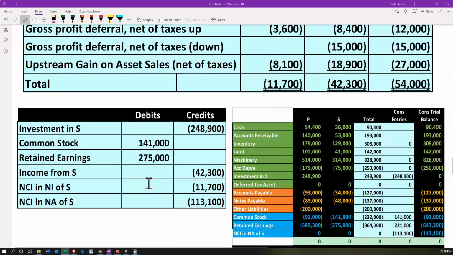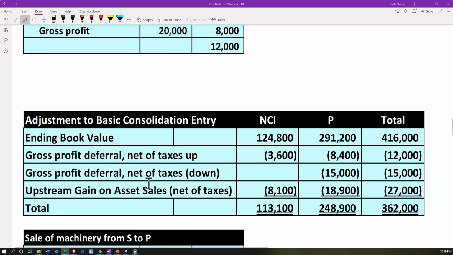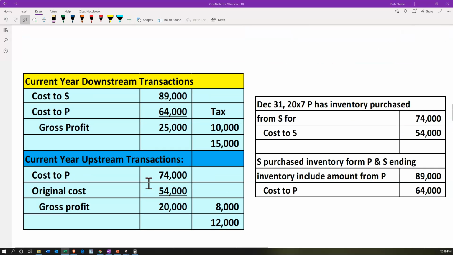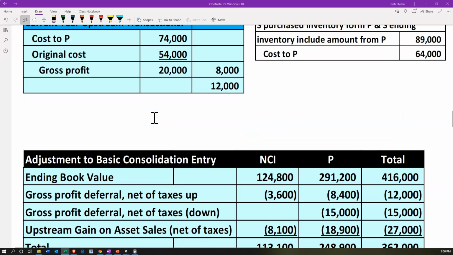So in essence, if I scroll back up here a bit, we're picking up the activity here from this 89 minus the 64, and then we had the 25,000. We're basically picking up these three numbers. We're going to reverse, in essence, the revenue for the 89, the cost of goods sold for the 64, and then the inventory for the gross profit that's included in the ending inventory of the 25.